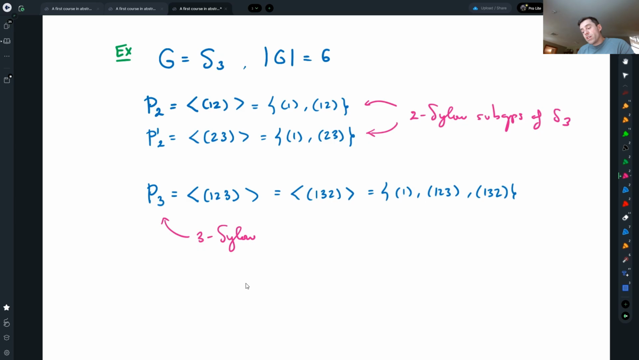So the question is, how many Sylow subgroups are there going to be for any given group? And that's exactly one of the things that the Sylow theorems tell us. So let's state the Sylow theorems and then do a more complicated example. I want to do this with A5. So let's first state the Sylow theorems.